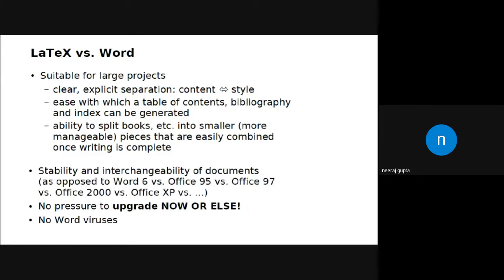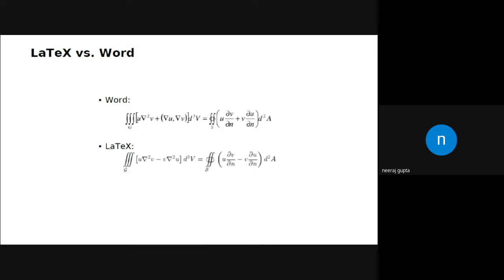So stability and interchangeability of documents is very good in the case of LaTeX. However, in the case of Word, if you go from one Word version to another, definitely some issues would be there. No upgrade pressure is there. And the best part is that no virus is there. Sometimes, because of Word, viruses get in and the whole thing gets corrupted. It happened with me last year also. One of the pen drives that I used had viruses, and all the Word documents got deleted.